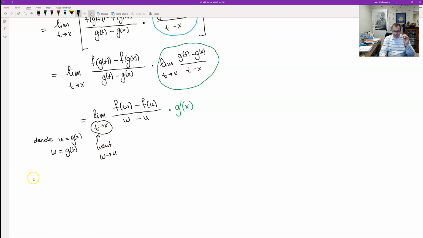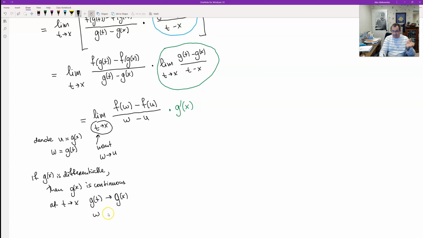But here we use a mathematical fact. If g of x is differentiable, then g of x is continuous. So the function has to be continuous if it is differentiable. Now what that means, as t goes to x, g of t will have to go to g of x. But g of t is nothing but w, and g of x is nothing but u.